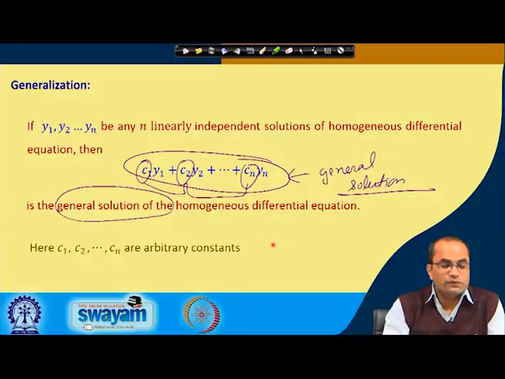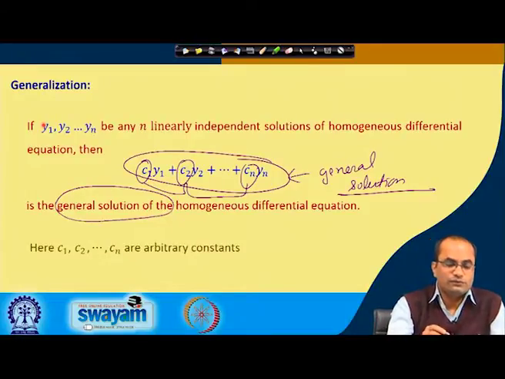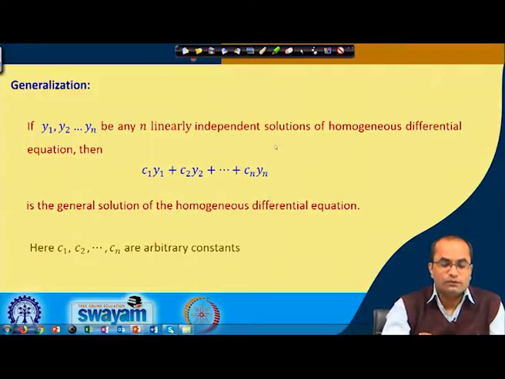So, with this, what we have seen is that if we can find these n linearly independent solutions of the homogeneous differential equation, then just their linear combination will also be a solution, or in fact it will be the general solution of the given differential equation.